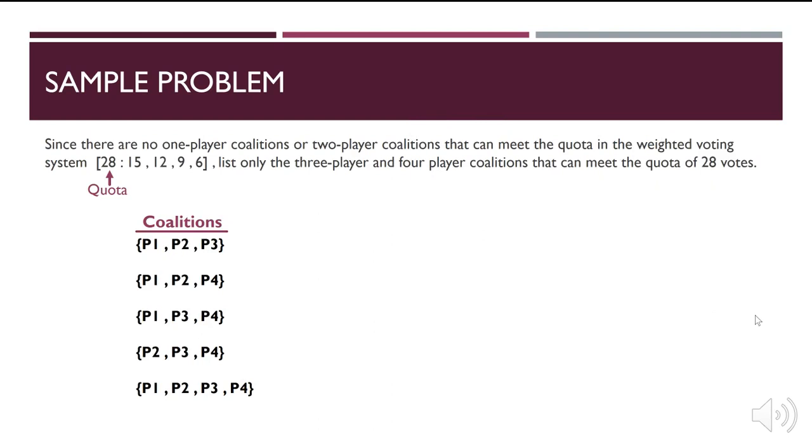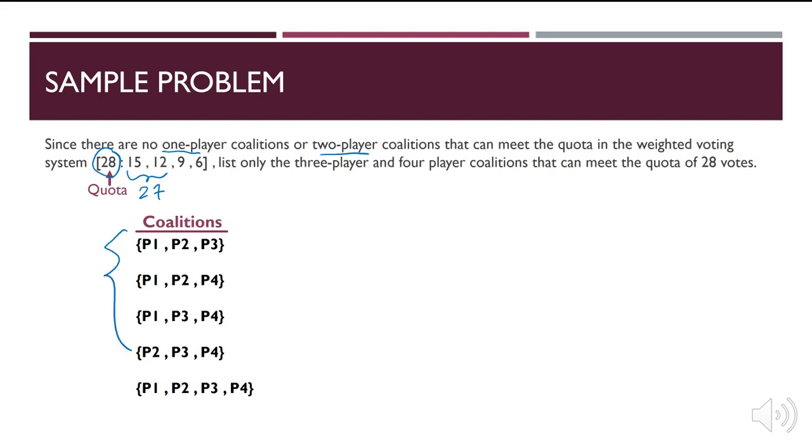So we start off by finding our winning coalitions. And since there are no 1-player or 2-player coalitions that can meet the quota, we will start with the 3-player coalitions and then go on to the 4-player coalition. Now, we know that there's no 2-player coalition that meets the quota, because if we take the 2 strongest players and add them up, we get 27 votes, and we see that's still not enough to meet the quota, so we start with 3-player coalitions.